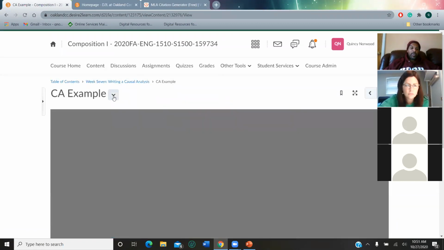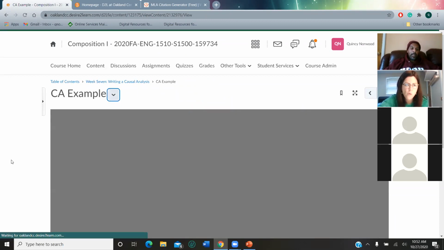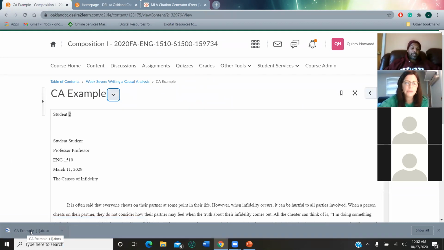Okay, I'll just look at one of these examples. Both of these were written by students. The names have been changed to protect the innocent, though. And like I said, neither of these examples are perfect. But again, no piece of writing is perfect.